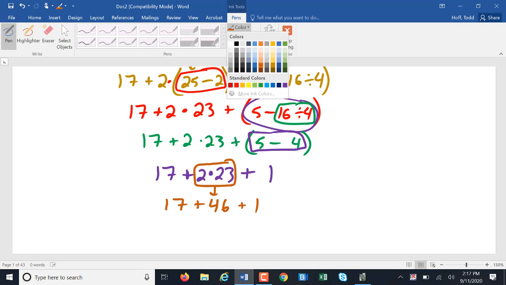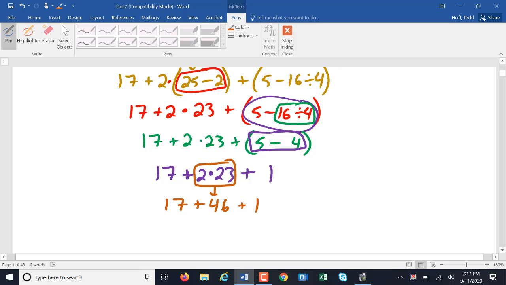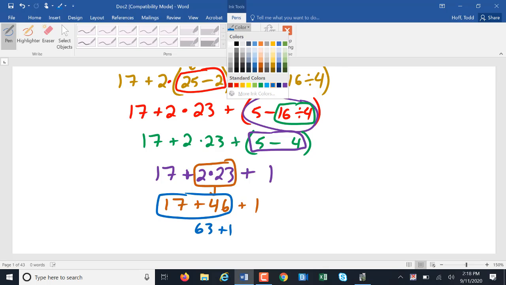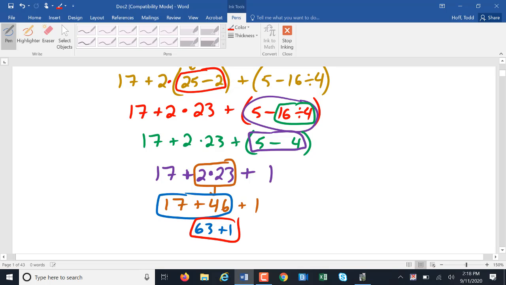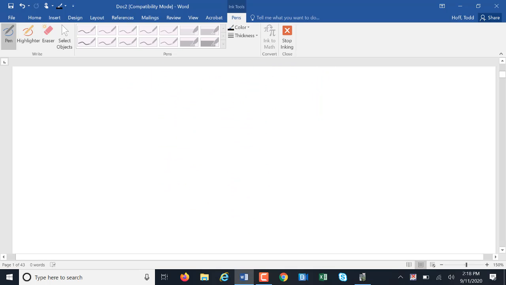Now it's all addition, going left to right. 17 plus 46? 63, good. And of course, 63 plus 1 is 64. Looks kind of ugly to begin with, but as long as you go step by step, everything kind of works out. A lot of writing though. Let's look at something set up a little bit different. Let's do this.